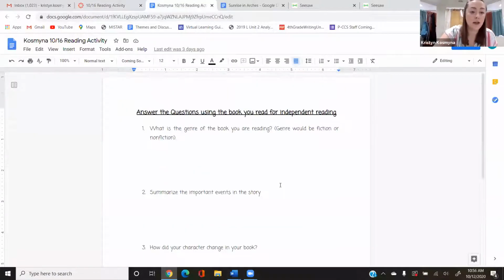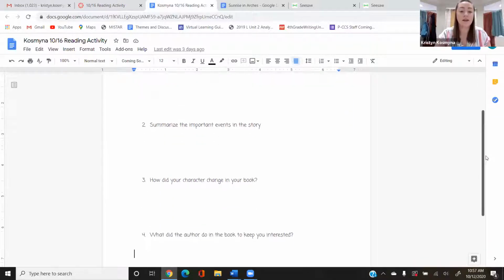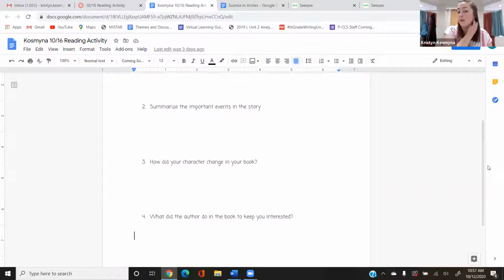So this is our reading activity for today. Think about the book that you've been reading for independent reading, and you're going to answer these questions, and you can even have the book by you to help out. So first you're going to write, what is the genre of the book you're reading? Would it be fiction or nonfiction? I know a lot of us this week have been reading fiction. That was only like a 1-sentence answer, but the rest of these are going to be 3 or more.